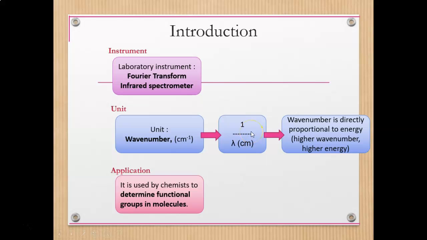So the instrument name is the Fourier transform infrared. The unit we use is cm negative 1 or 1 over cm. Wave number is directly proportional to energy, which means higher wave number will produce higher energy. So we use Fourier transform infrared to measure the functional group in the molecule.